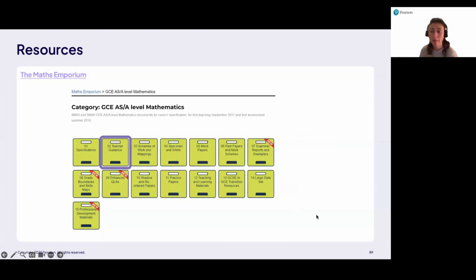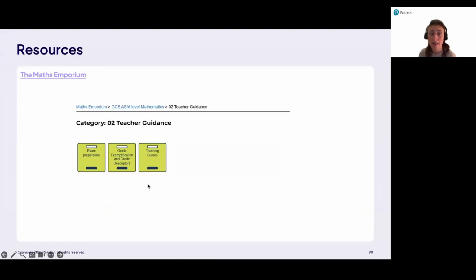The Maths Emporium, it's free. You just need to get your login approved. I highly recommend you get access to this if you haven't already. There are cabinets for things, so I'm just going to draw your attention to a few of them. I'm in the Maths Emporium A-level maths, and you've got teacher guidance in there.